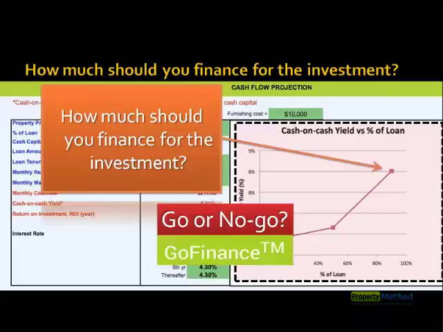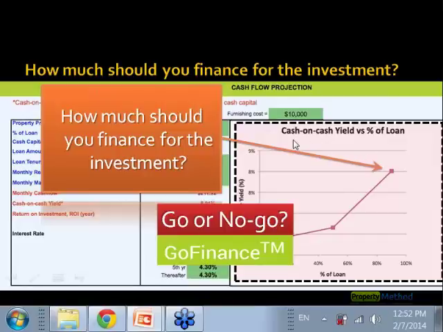Now, let me show you the simplified mobile version of Go Finance. Instead of using the spreadsheet, which looks like a lot of numbers, I will demonstrate how convenient it is using the same example with the mobile apps.